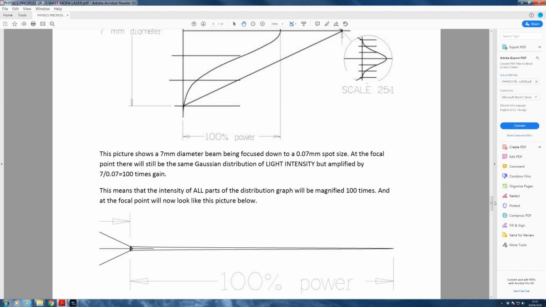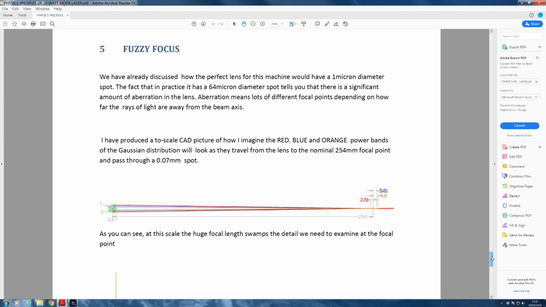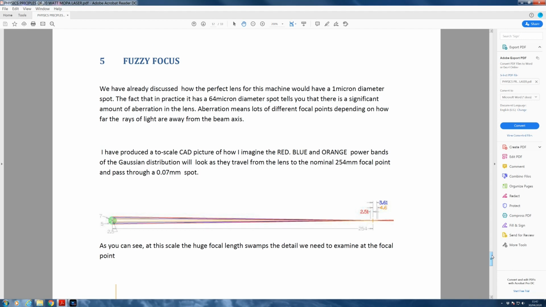And now we're going to go on and try and explain why. To do that, we need to look at this thing that I called earlier fuzzy focus. We absolutely know that this lens has got aberration. I've drawn this picture here on my CAD, and it's designed to be a graphical representation of what's happening in the beam.